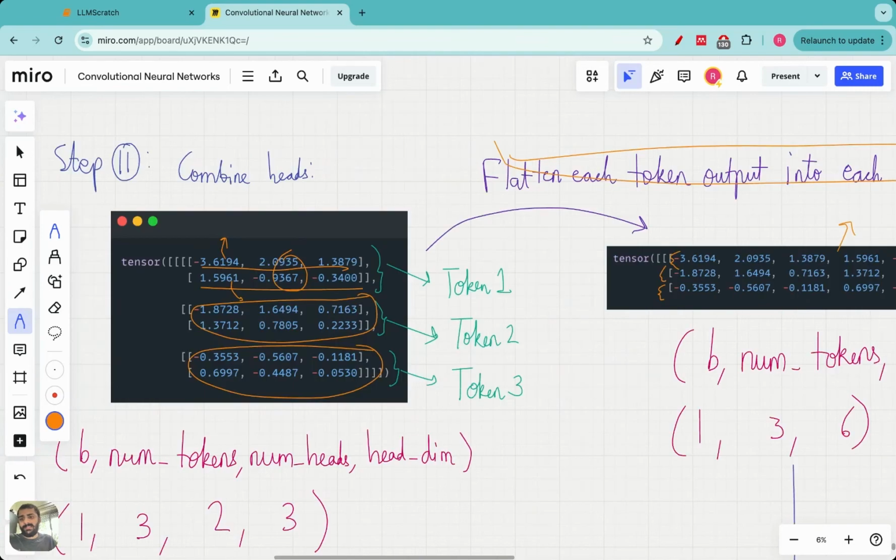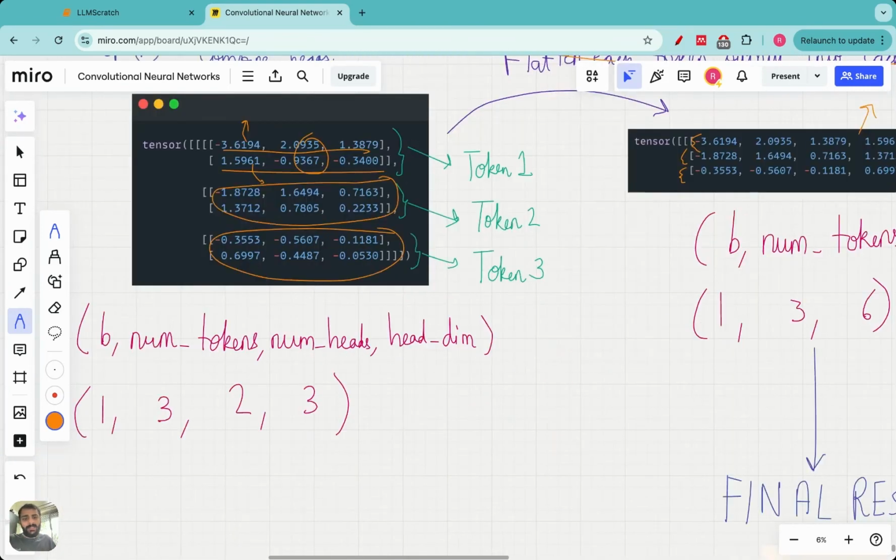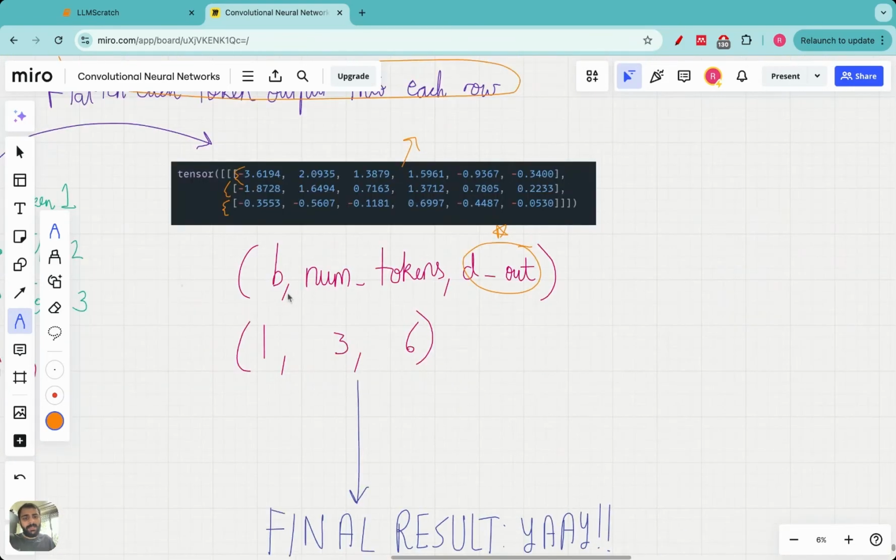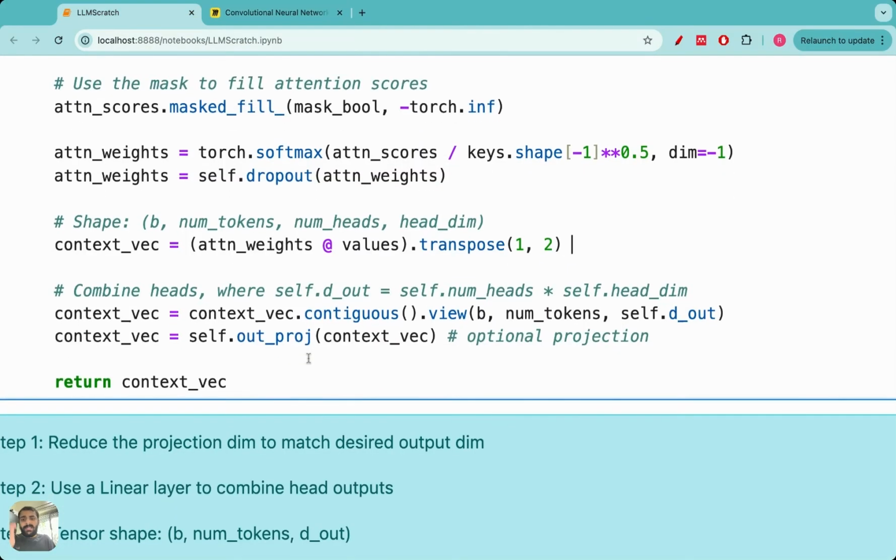So this is my final answer right now, and the shape of this is 1 comma 3 comma 6, which is b comma number of tokens comma d out. So this is exactly what is done here. We take this context vector and reshape it into b comma tokens comma d out. Why is contiguous needed? Because we want to make sure that when we reshape matrices, they are in the same blocks of memory. If they're in different memory blocks, it becomes difficult. So first we make sure, using contiguous, that they are in the same memory block.